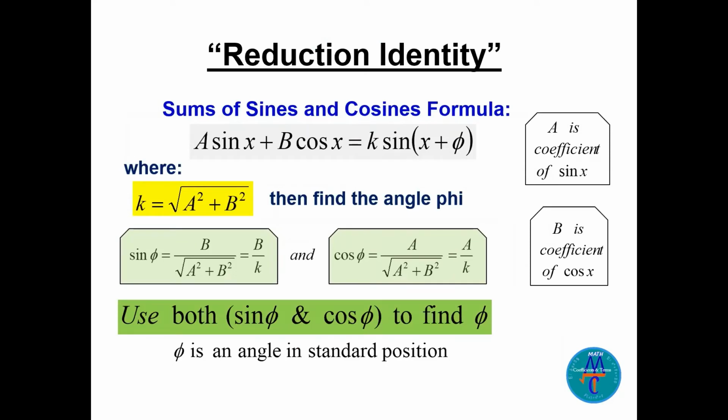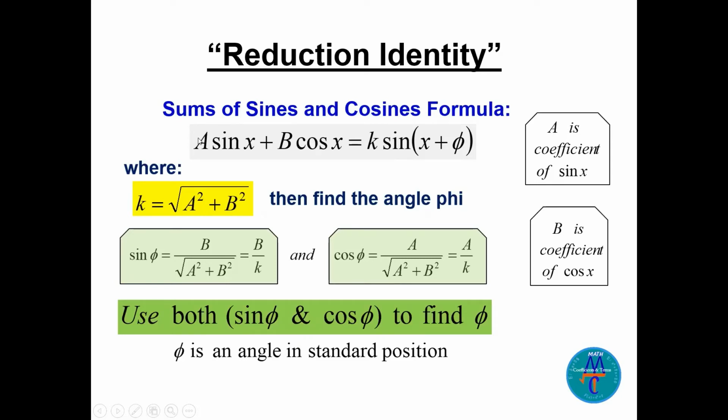Reduction identity is an important identity. Reduction means the verb here, reduce. So we make it smaller. Reduce what? We have the sums of sines and cosines here. A sine of x plus b cosine of x. See, that's an expression here. We can reduce it. Reduce, reduction. Reduce it, make it only sine function.